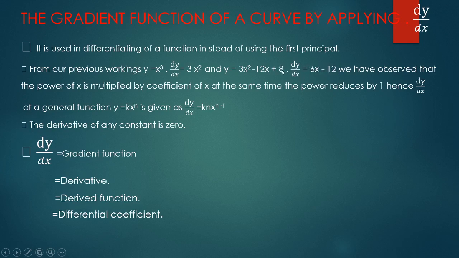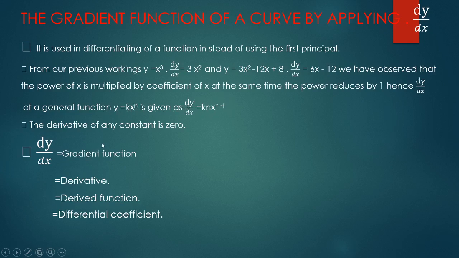So that means this is a constant, and you differentiate the constant, it becomes 0. So we shall have observed that the power of x is multiplied by the coefficient, as I've said, and at the same time the power reduces by 1. And therefore, the general formula for a general function y equals kx power n will be given by dy over dx as kn x power n minus 1. This now becomes the formula.